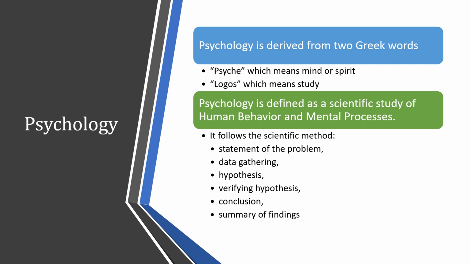So in simple terms, psychology is not just an art or a philosophy. It's actually composed of a scientific study of the following. It has a statement of a problem, it gathers data, it has a hypothesis, it verifies the hypothesis, it has a conclusion, and lastly, it has a summary of findings. So psychology is not just a philosophy. It's not just a simple art. It's a science as well. It focuses on human behavior and mental processes.